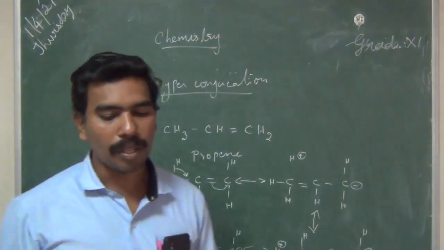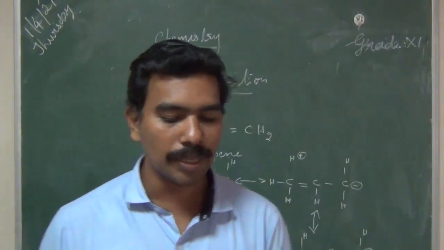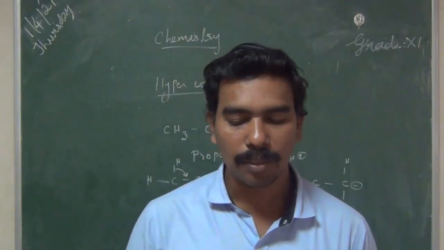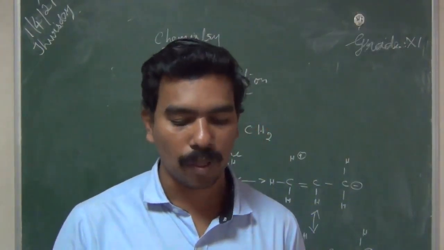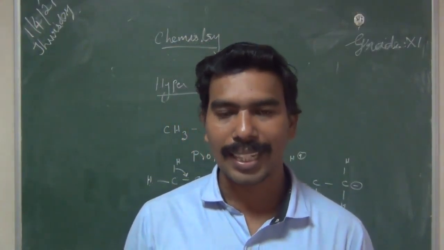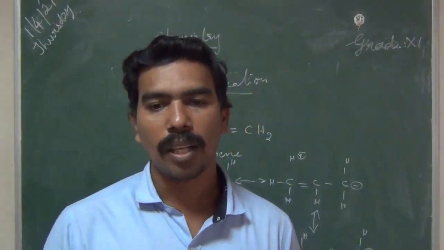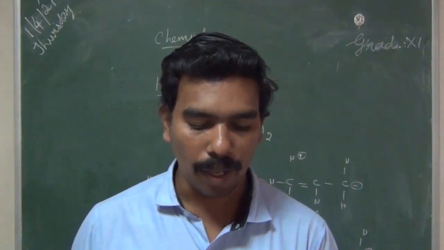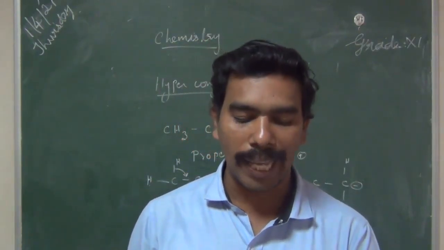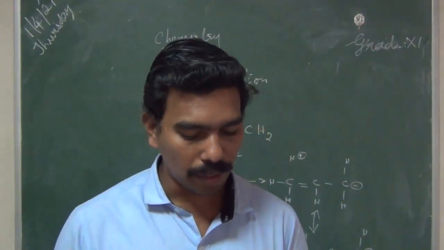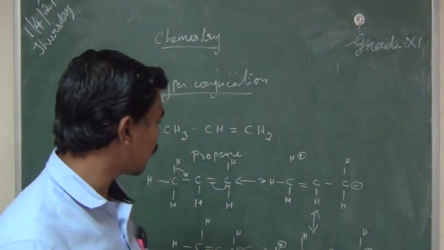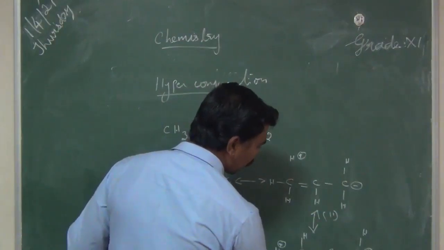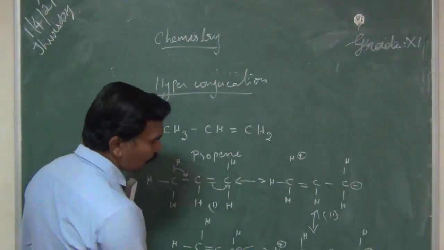This is hyperconjugation. Hyperconjugation means the delocalization of sigma bond electrons. That means the interaction between the sigma bond and the non-bonding p orbital, or sigma anti-bonding or pi bond. This is the example. This is the first structure, the second one, then the third one, then this one, the fourth one.